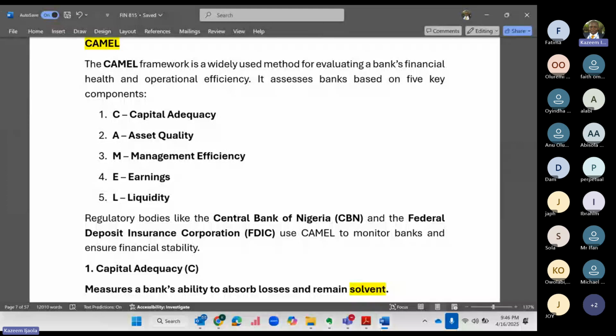A stands for asset quality. M stands for management efficiency. E stands for earnings, and L stands for liquidity. So this is what CAMEL is all about.